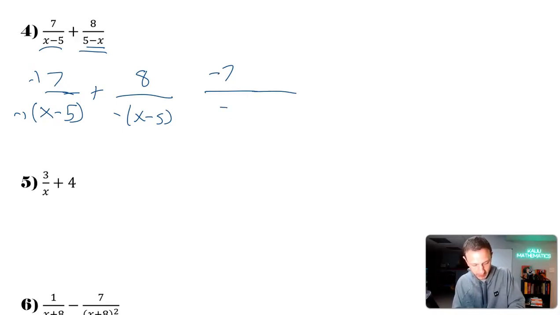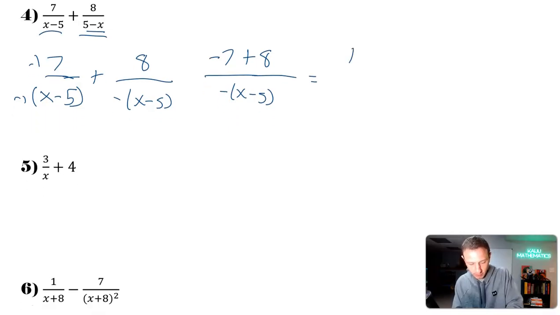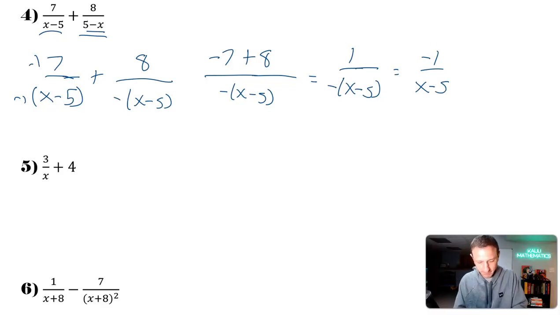So then that's going to be negative x minus 5 plus 8. And so then that leaves us with negative 7 plus 8 is 1 over negative x minus 5. And you could rewrite that as negative 1 over x minus 5. So that's one way of seeing it: we have the x minus 5s, so all we need is just a negative 1 there.